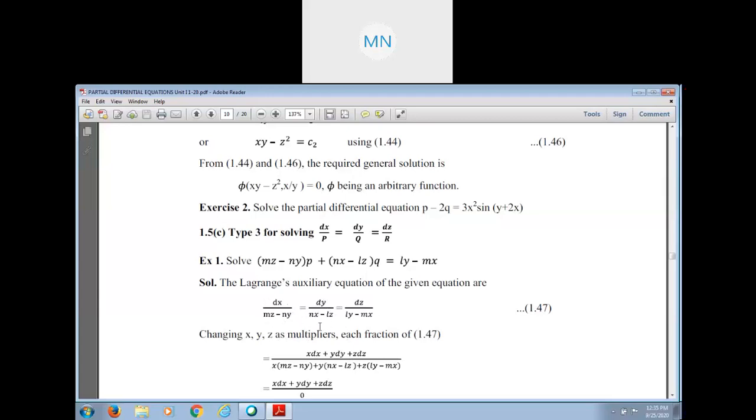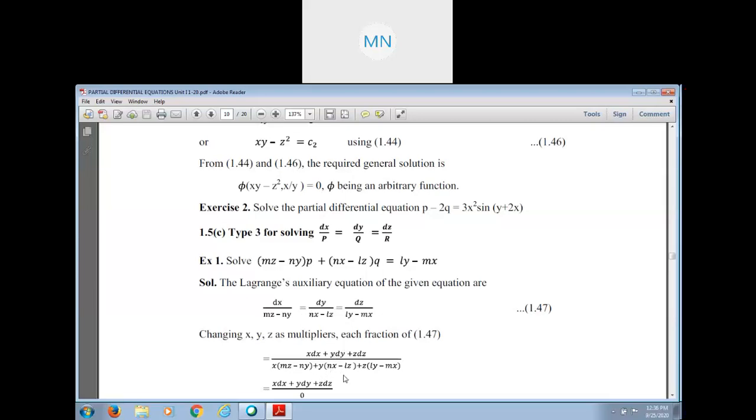Directly we cannot integrate this one. Because if we use the cross product, then what we get is nx into dx minus lz into dx. Directly we cannot integrate this because these are functions of z and this is dx. So in that situation, the first step is to take the LCM.